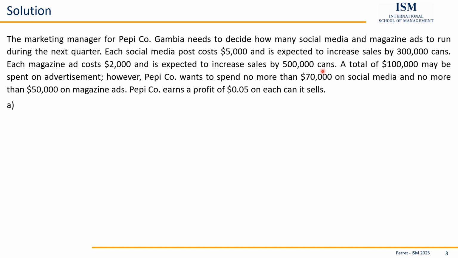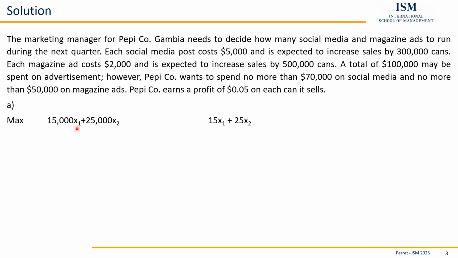And then, well, cans would be one possibility, but we're more interested in monetary gains, so we can multiply the number of cans with the actual profit in dollars they earn, if we multiply these two numbers with the $0.05. Well, as I said, we have to decide how many ads we place on social media and magazines, so we have two decision variables.